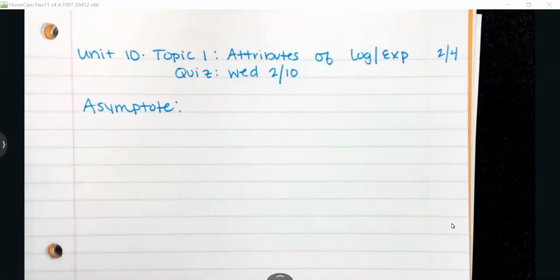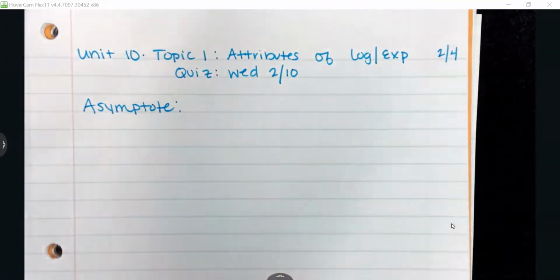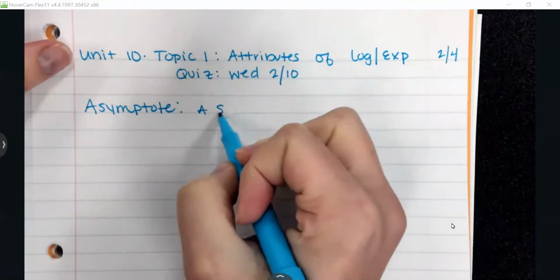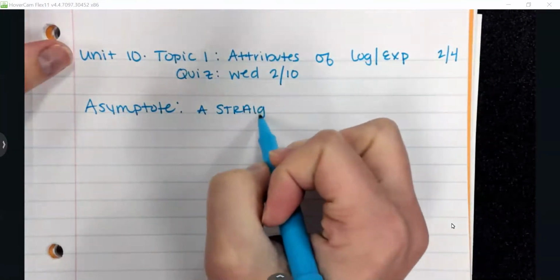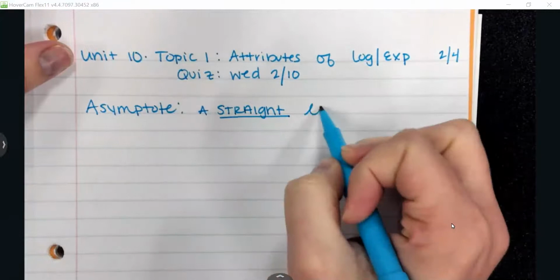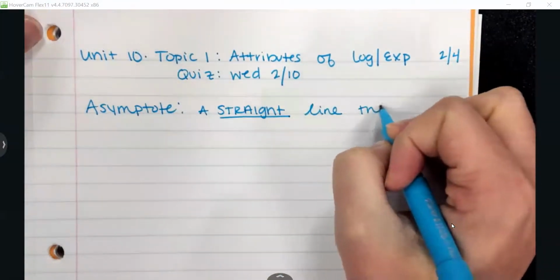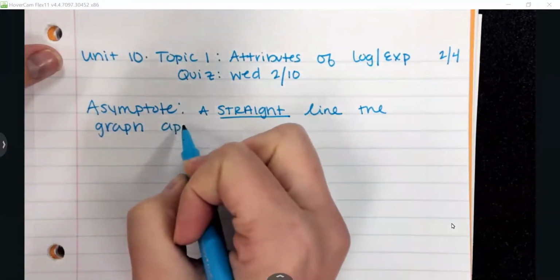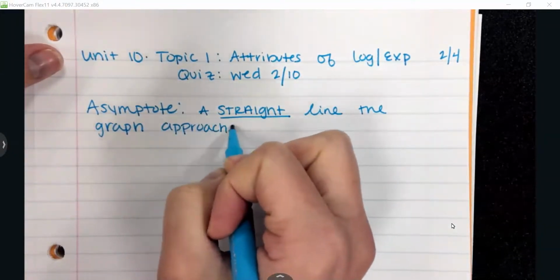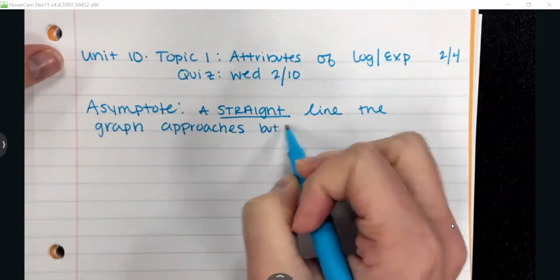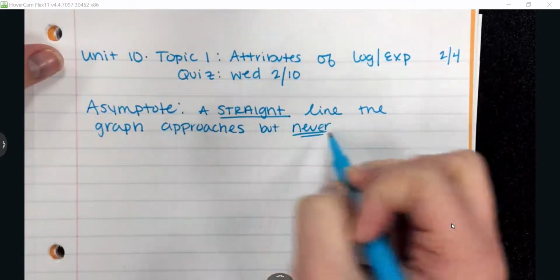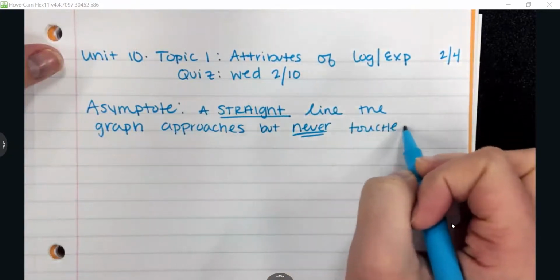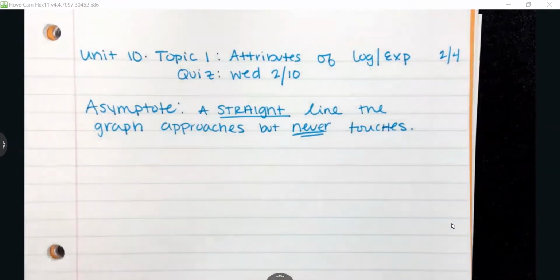No thanks to you. All right, so an asymptote is a straight line the graph approaches, which means it gets close to, but never touches. A straight line the graph will get close to, but never touches.